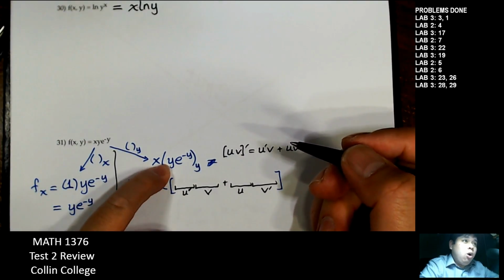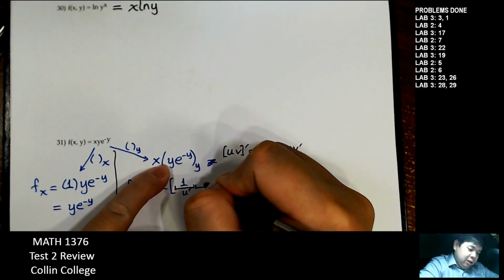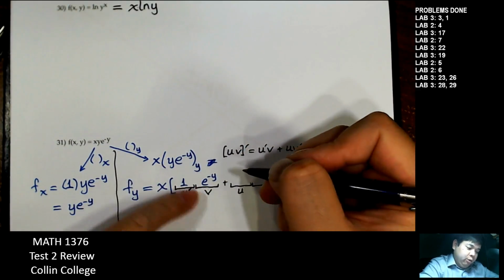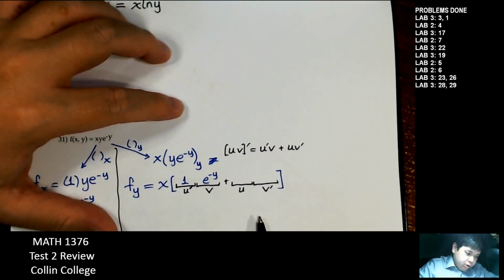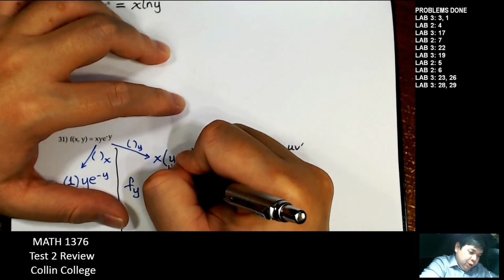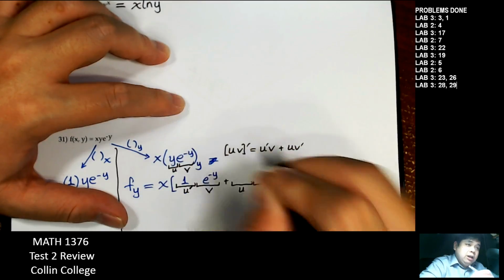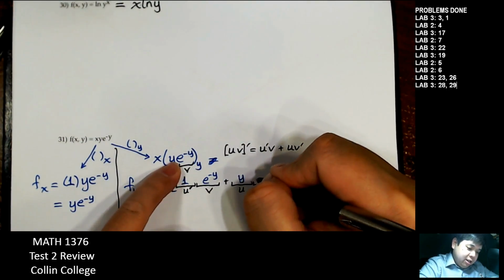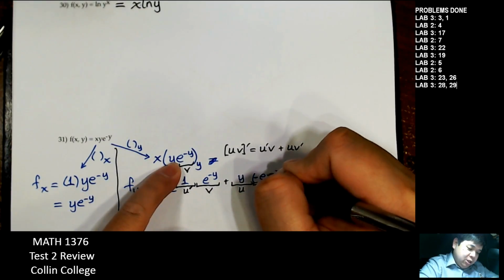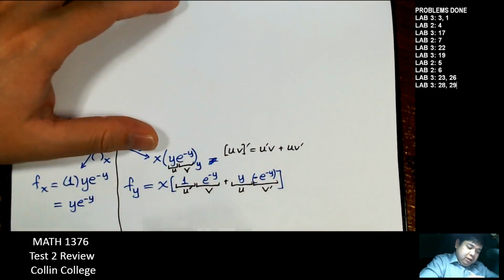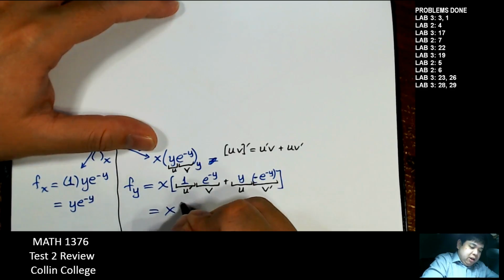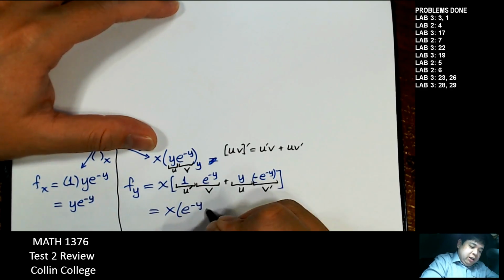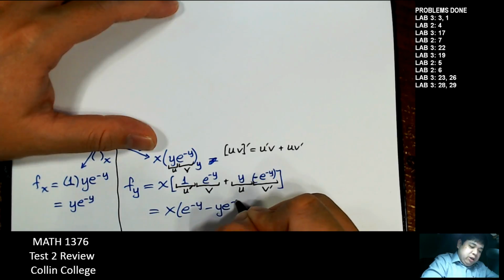The derivative of y with respect to y is 1, and e to the negative y stays. For v, let's use... u will be y. The derivative of that is negative e to the negative y. So simplifying this, we have e to the negative y minus y e to the negative y.